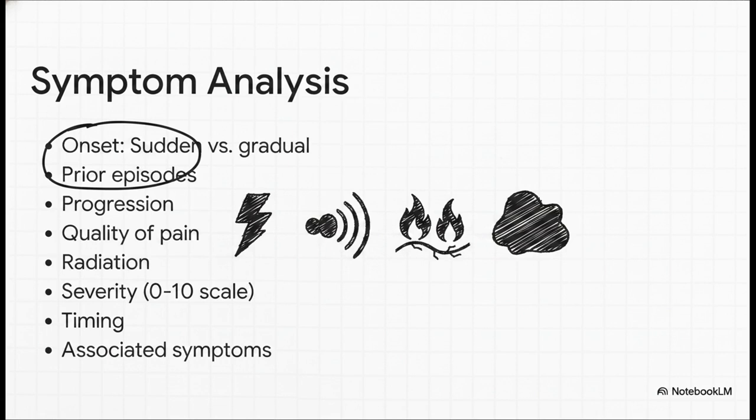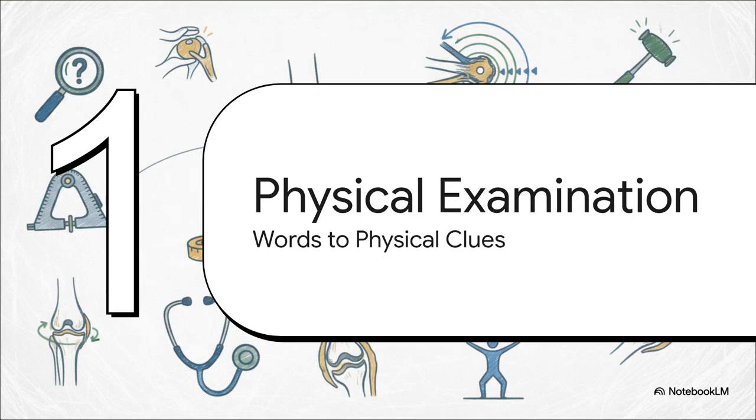Now, I want you to really lean into sensory language, especially when asking about the quality of the pain. Don't just ask, hey, does it hurt? Ask them to bring the symptom to life for you. Is it a dull ache? A sharp, stabbing pain? Is it throbbing or burning? A burning pain might point you straight to a nerve issue, while a deep, throbbing pain, that could easily suggest inflammation or an infection.